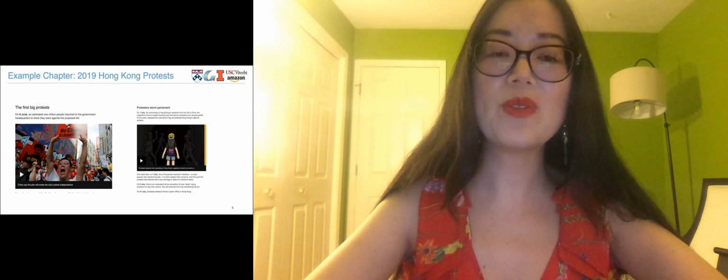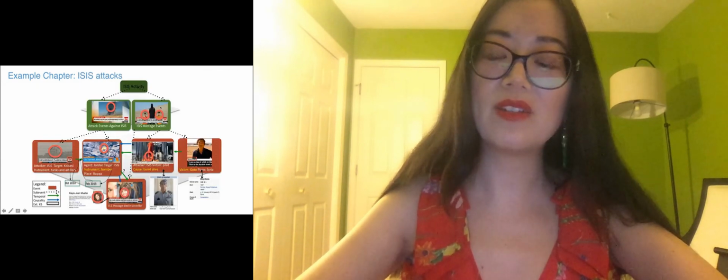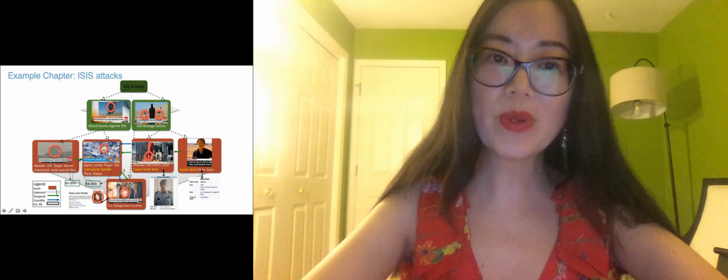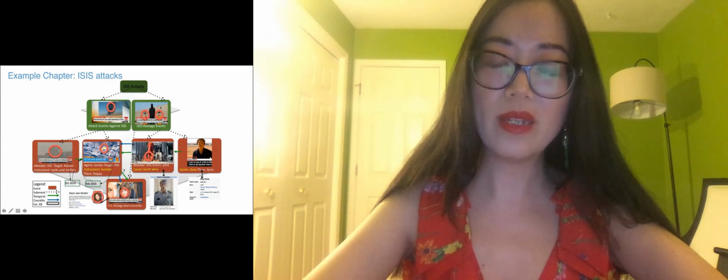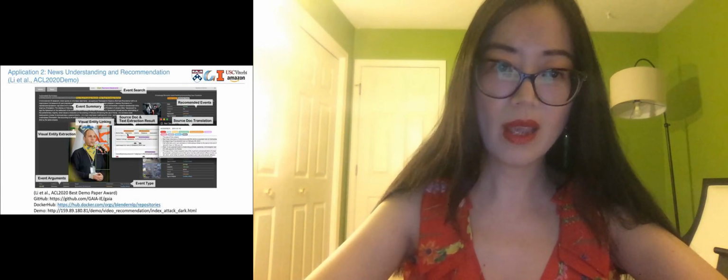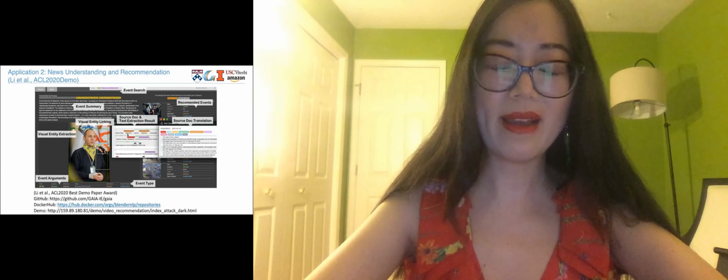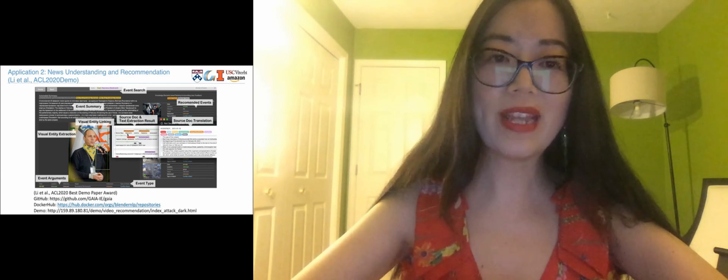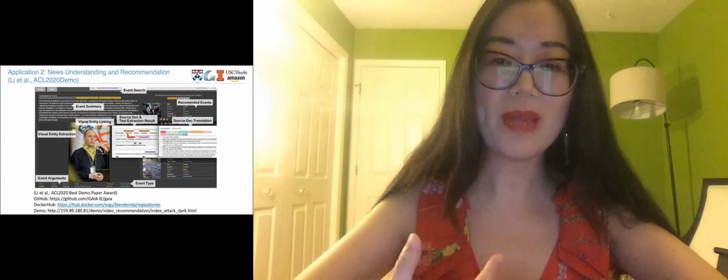There are different episodes that have different characteristics, and in each chapter, you will see how their different events are connected to each other. We can also order events in a hierarchical way. For example, all this deep hierarchy shows ISIS attack activities. The second application is we can apply the whole framework to fully understand news and also recommend written news.